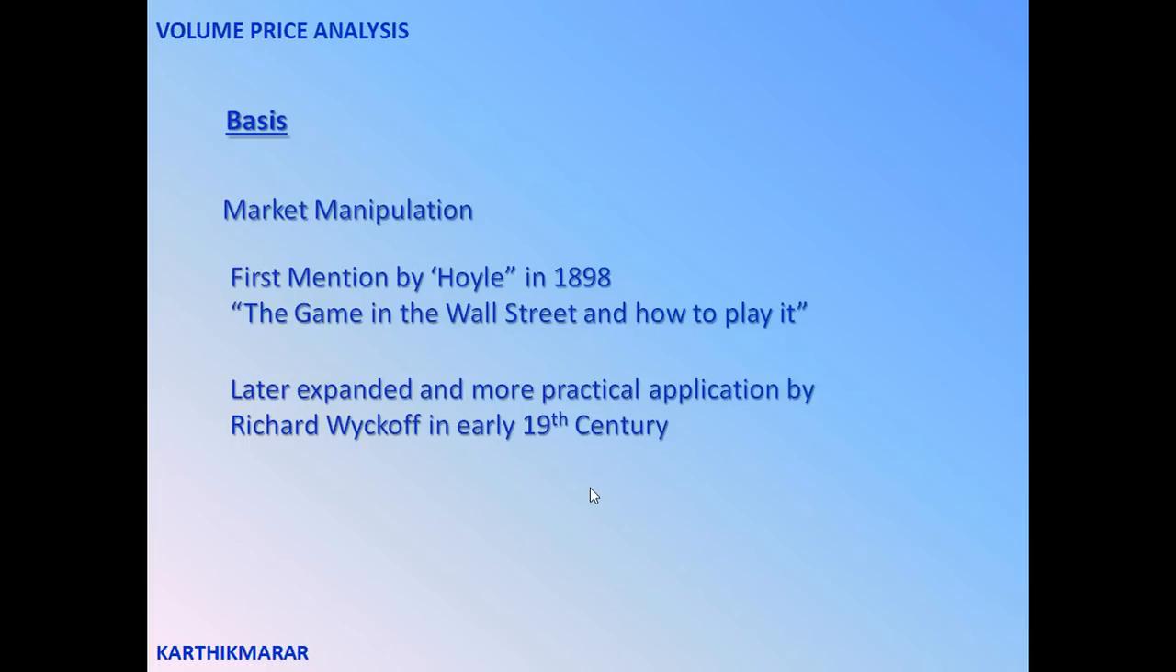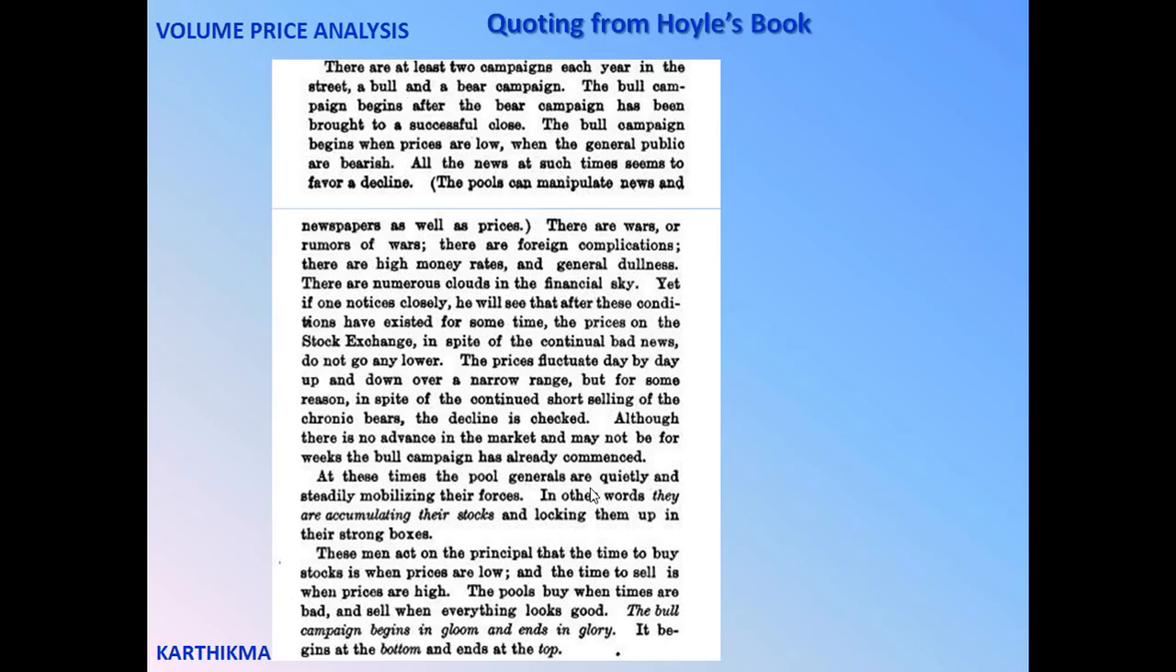The pools direct and control the grand movements of the stock market. There are at least two campaigns each year in the street, a bull and a bear campaign. The bull campaign begins after the bear campaign has been brought to a successful close. The bull campaign begins when the prices are low, when the public are bearish. All the news at this time seems to be favoring a decline. The pools can manipulate newspapers as well as prices. There are wars or rumors of wars. There are foreign complications. There are high money rates and general dullness. There are numerous clouds in the financial sky.